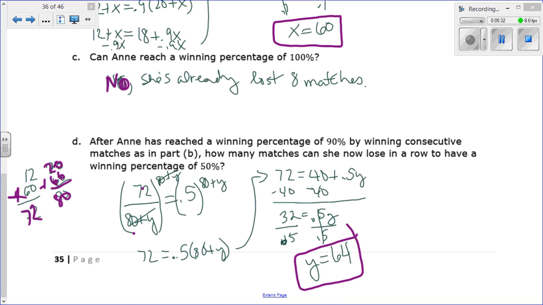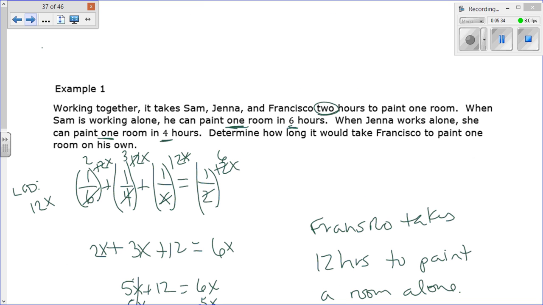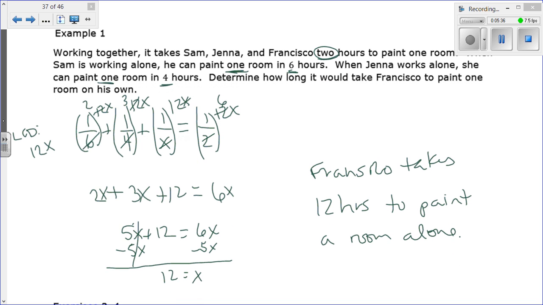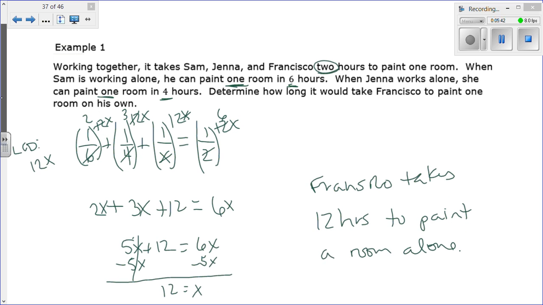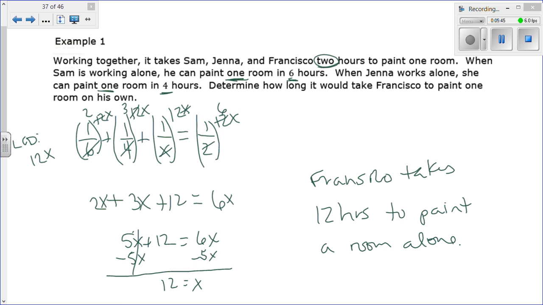All right, moving on. For example, number 1. Working together, it takes Sam, Jenna, and Francisco 2 hours to paint one room. When Sam is working alone, he can paint one room in 6 hours. When Jenna works alone, she can paint one room in 4 hours. Determine how long it will take Francisco to paint one room on his own.